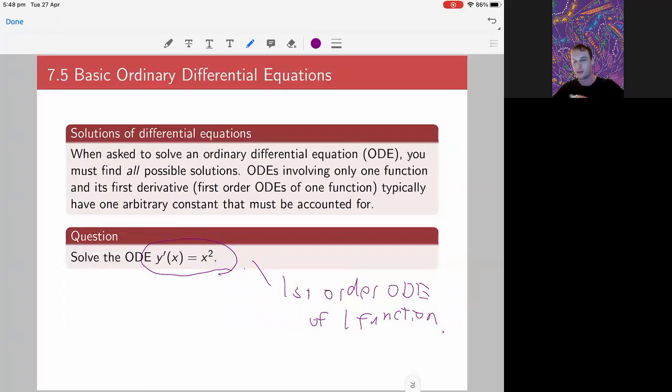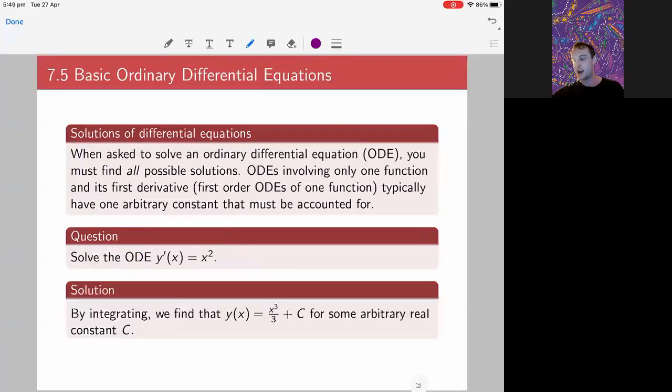Now, there is an obvious solution to this. The obvious solution is x cubed on 3, because I happen to remember that the derivative of this function is exactly that. But perhaps there are more solutions. We've said that there's probably going to be one arbitrary constant lying around here that we need to account for. So how do we account for that? Well, it turns out that in this case, the general solution is y of x equals x cubed on 3 plus c for some arbitrary real constant c.